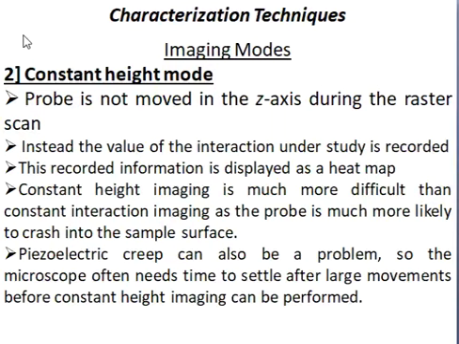So constant height imaging is much more difficult than constant interaction imaging, as the probe is much more likely to crash into the sample surface, because it is hard to determine at what distance the initial sample should be kept from the tip, so that while the surface moves, there should not be any interaction between the tip and the surface of the specimen.